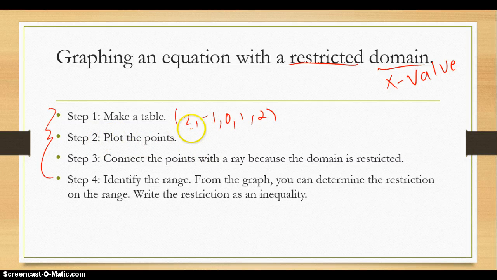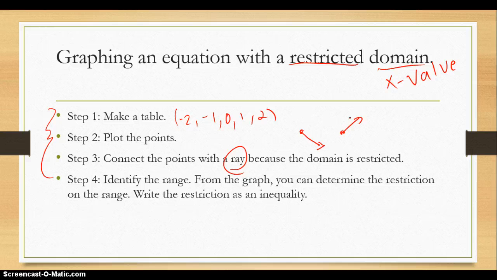Step 2, after you find your points, your domain and your range, you'll plot those points. You'll connect the points with a ray, keyword, because the domain is restricted. So it is not a line that continuously goes in both directions. It's going to be a ray. Okay, so we will have a starting point and an ending point. That might not be the direction it goes. It could go in that direction, but you'll see.